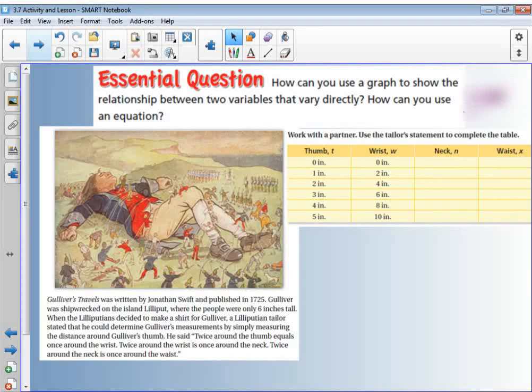So we have this question. It says the essential question: how can we use a graph to show the relationship between two variables that vary directly? And how can we use an equation?